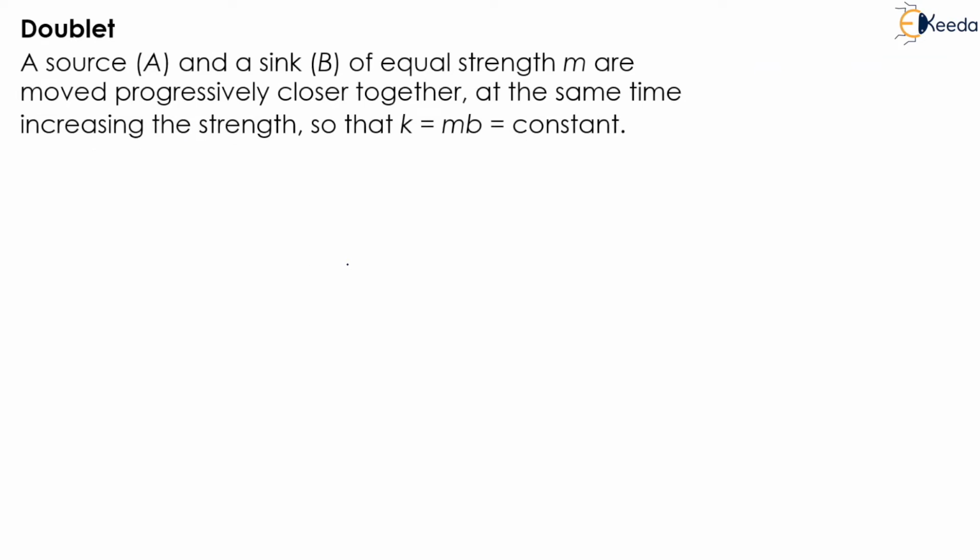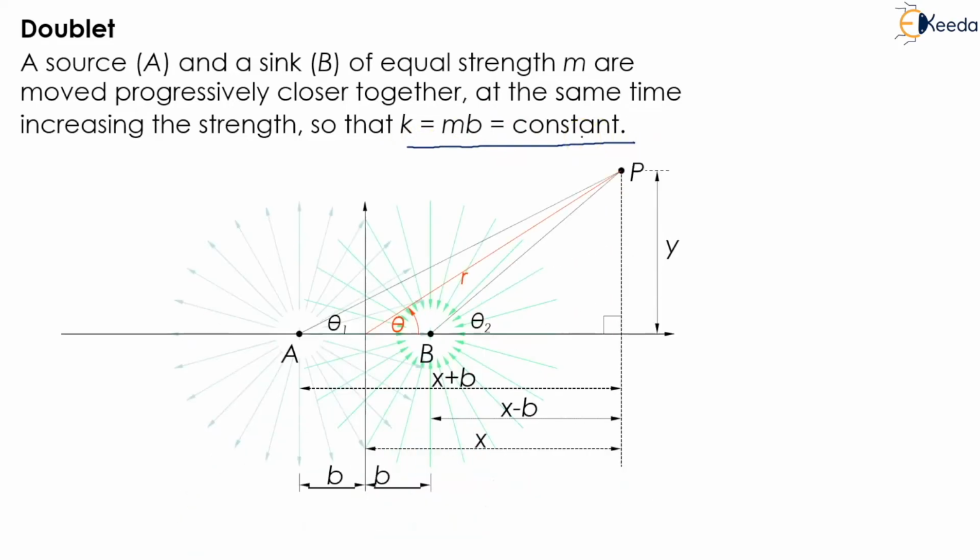Now let us study what is doublet. A source A and a sink B of equal strength m are moved progressively closer together, at the same time increasing the strength so that K is equal to mb is equal to constant. Now what we have done is moved both the flows, source as well as sink, a little bit closer. At the same time the strength is being increased, and we consider K is equal to mb, which is equal to constant.